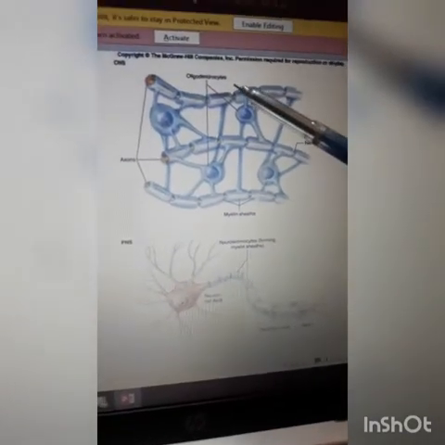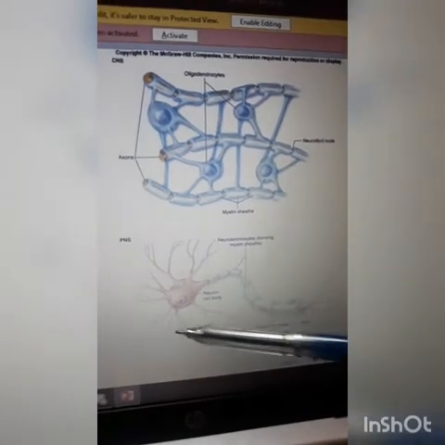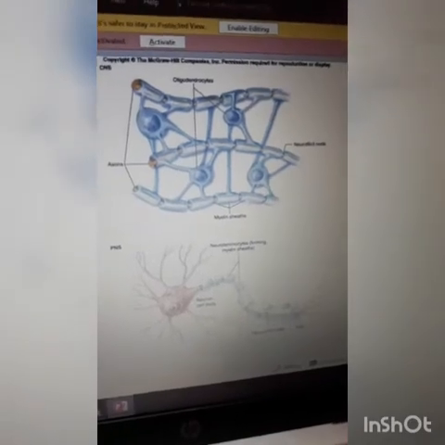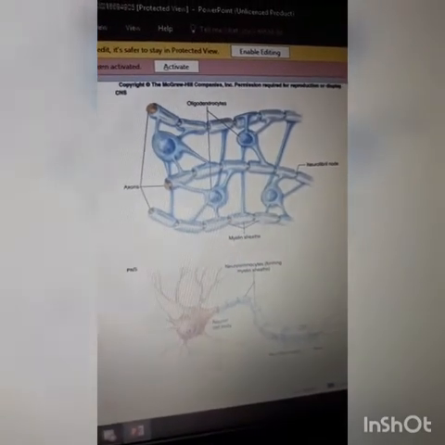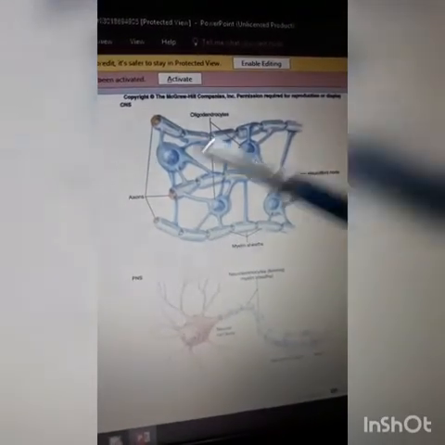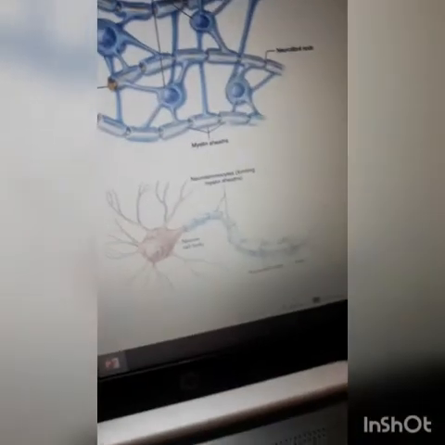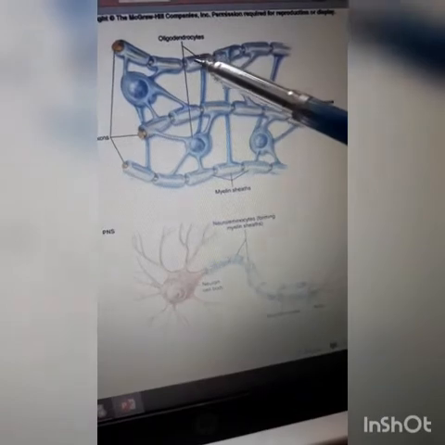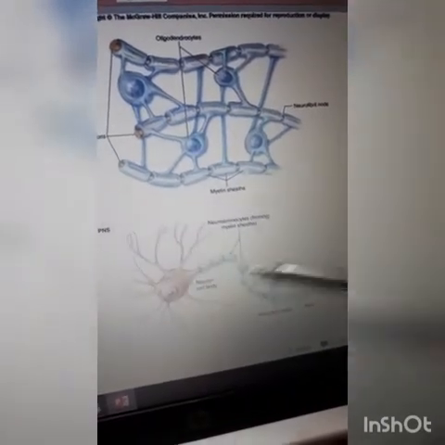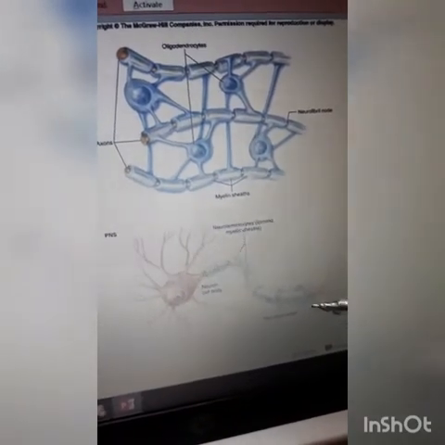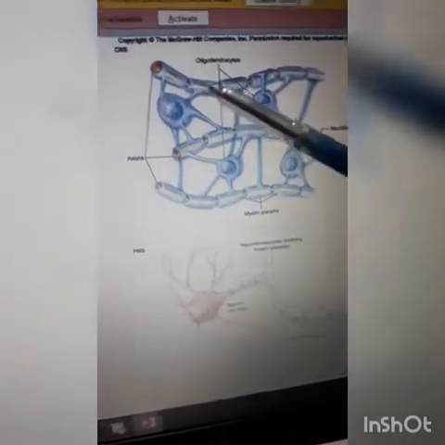Now we are comparing myelination in the central nervous system and in the peripheral nervous system. In the central nervous system we have oligodendrocytes, axons, nodes of Ranvier and the myelin sheath. In the peripheral nervous system we have neurolemmocytes, and in the central nervous system we have oligodendrocytes. Here is a neuron cell body, here are the nodes of Ranvier, and here are the axons.